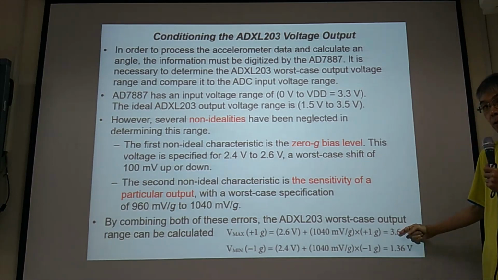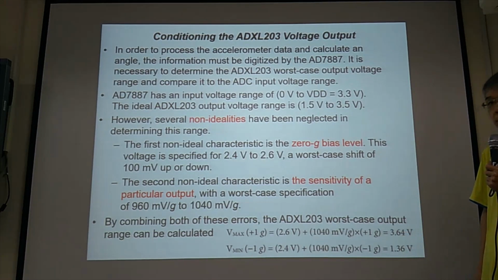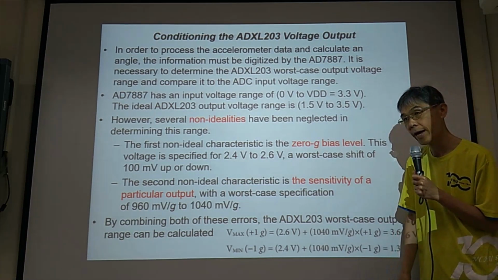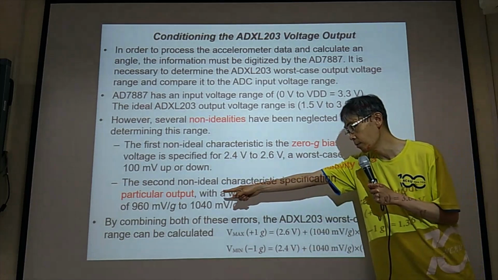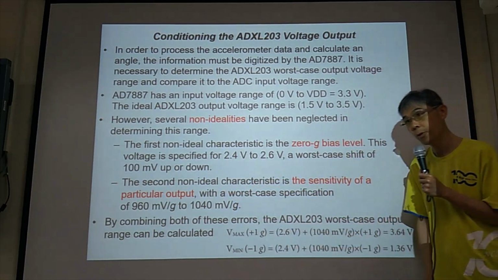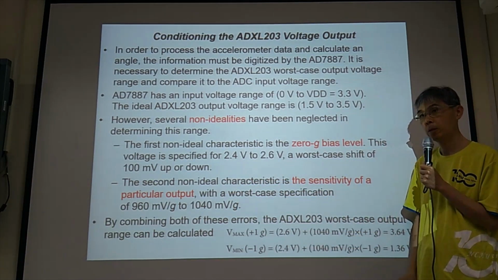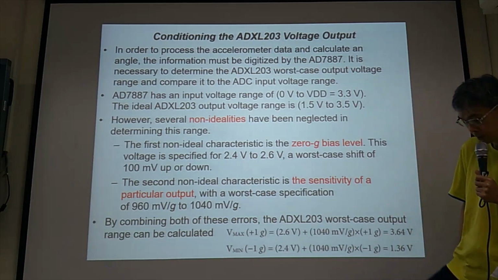Kaiser, do you understand? Why didn't I use 960 mV per G here? Why? Because in that case we will not get to maximum voltage. Okay.